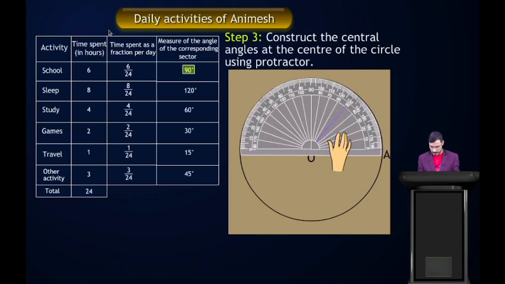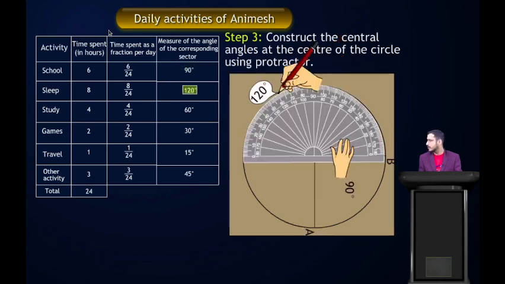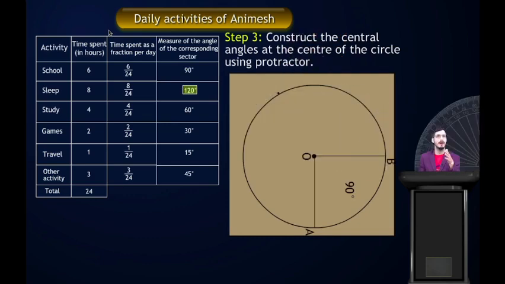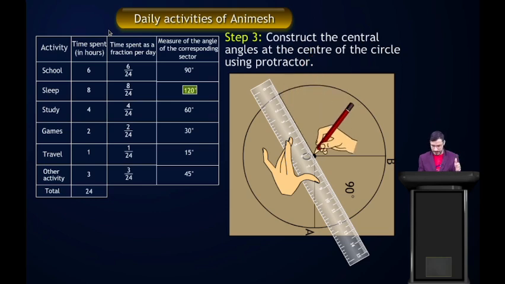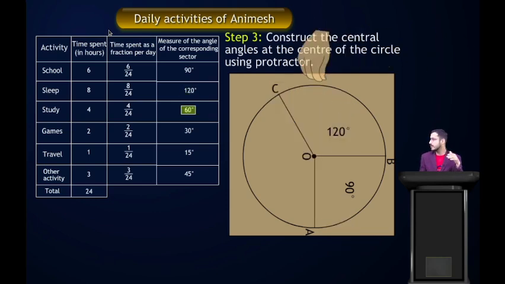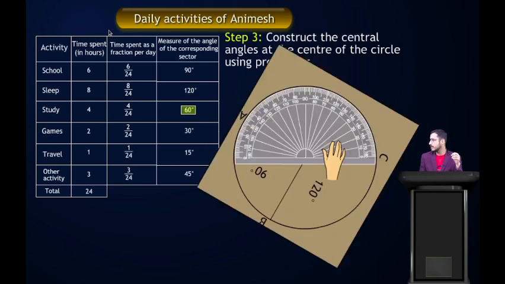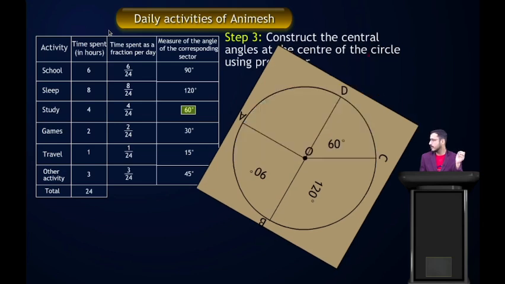So the first angle is 90 degrees, you can see 90. Now the second one is 120 degrees, so draw 120 degrees here, you can see 120. Now 60 degrees, study, so draw 60 degree angles. Games is 30 degrees, so you can draw just 30 degree angles here like this. Now 15 degrees and 45 degrees.